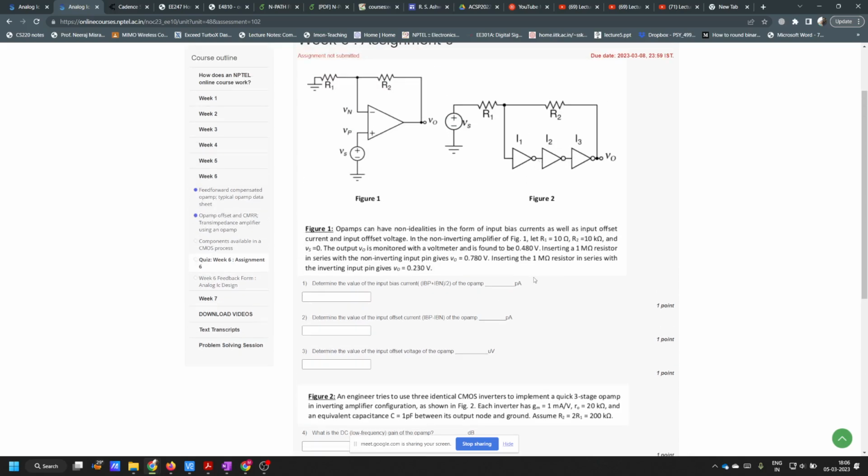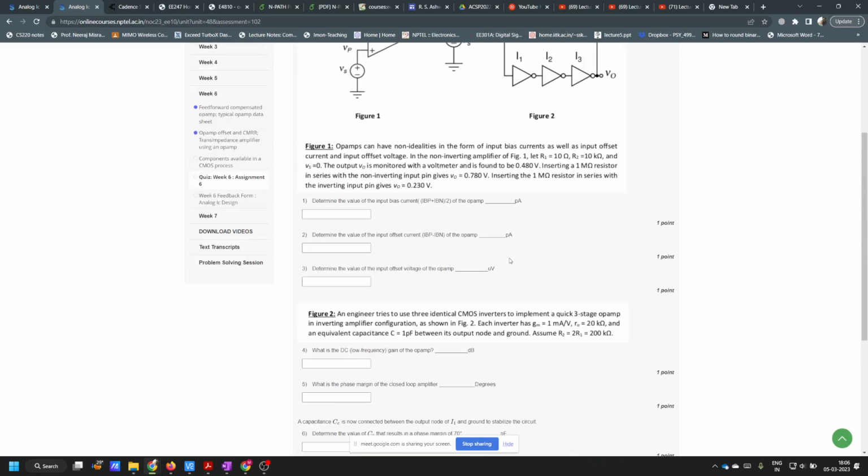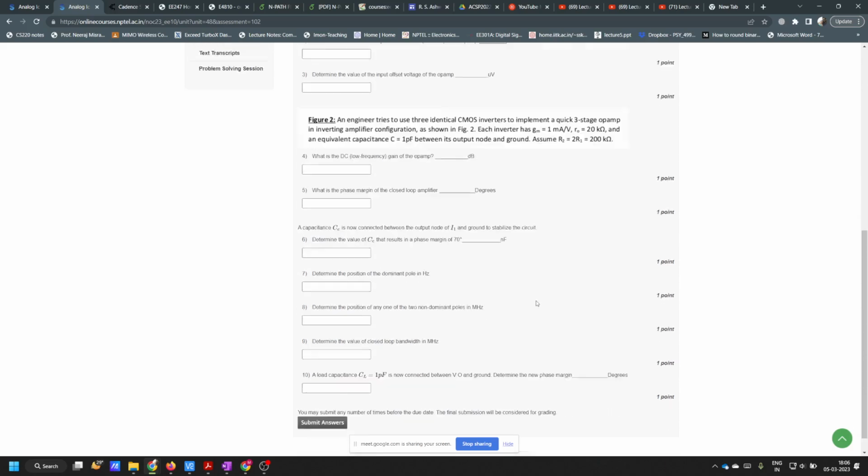From the sixth question, they added a CC between the output node of I1 and ground. This is not a Miller capacitance, this is not Miller compensation. This is simply between the output of I1 here and ground, a simple capacitor. So this will simply change the pole of I1 and not of I2 and I3. Okay, fine.